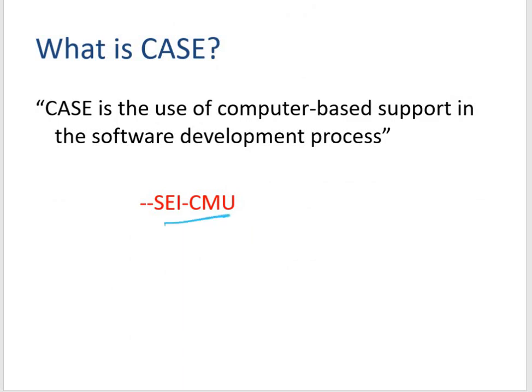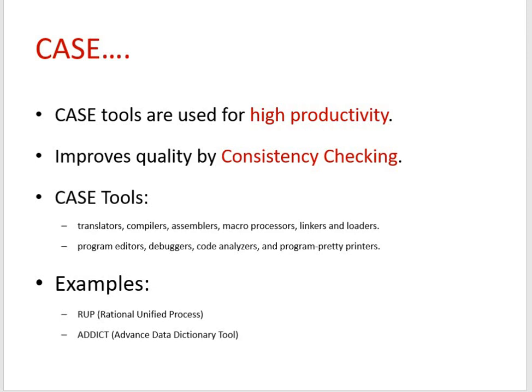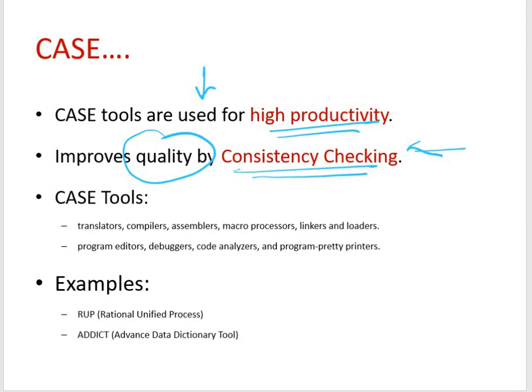So the SEI-CMU definition says that CASE, or computer assisted software engineering, is the use of computer based support in the overall software development process. So in CASE tools, we are using it for the sake of high productivity. We are using it in order to improve consistency checking. That means we are trying to improve the quality by consistency checking.